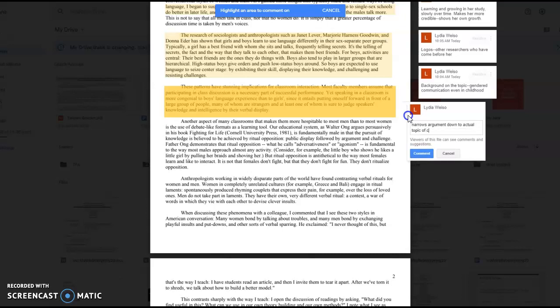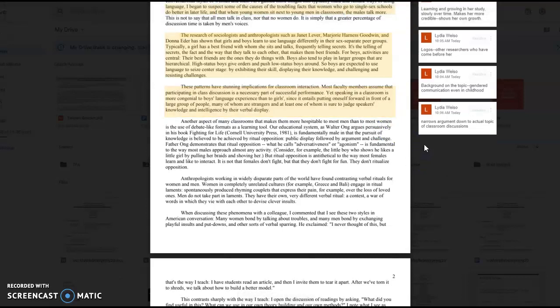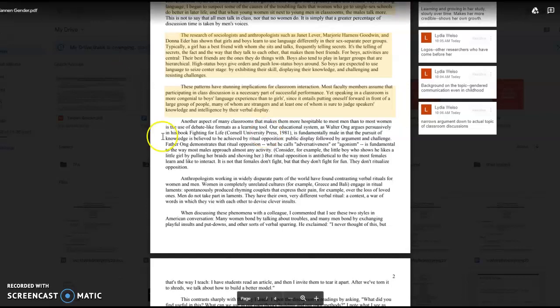Of classroom discussions. So I see here that she's going to be speaking explicitly about the discussion process in the classroom. Now she follows this up by talking about debate-like formats as a learning tool. So she's getting into specific aspects of classroom discussion. But the rest of this paragraph and the next paragraph has more to do with general study and anthropology about gendered language. Here's what she says.